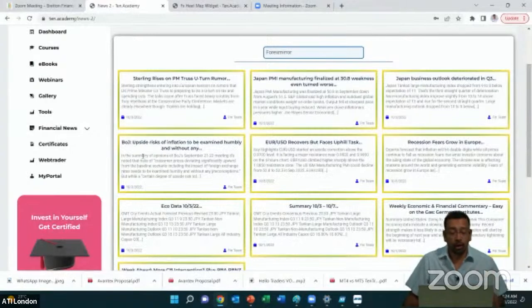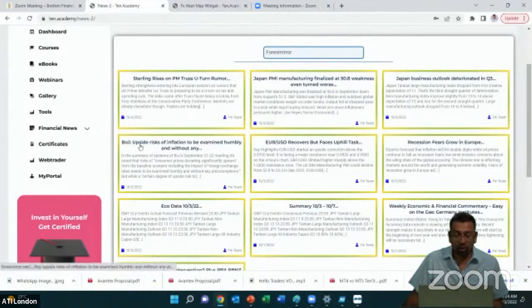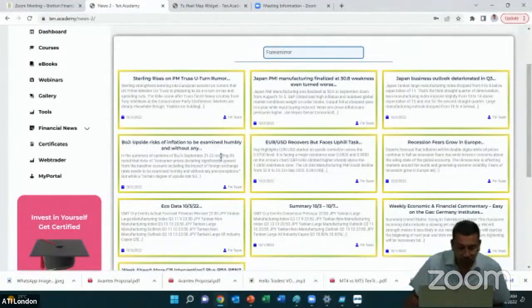BOJ stands for Bank of Japan. It says here as well that we've got an upside risk of inflation to be examined humbly and without any risk and stuff like that. As it's mentioned here, consumer prices deviating significantly upward from the baseline scenario, including the impact of foreign exchange rates. So this is all on Japan.